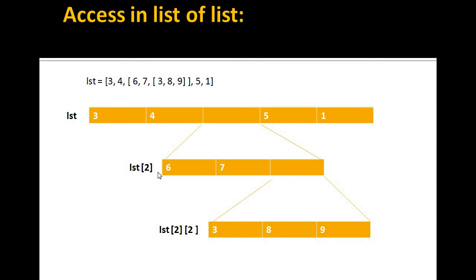Now suppose you want to access this sublist of this list. That means you want to access 389. What do you do? You first access this sublist, and to access it you write lst2, and then inside this list you write the position of this sublist, that is 0, 1 and 2. So here you write lst2 with index 2. This will give you the sublist 389. Now suppose you want to access 3, then you will have to write lst2, 2 and another square bracket 0.